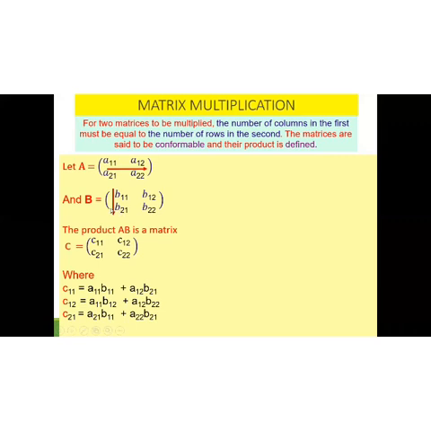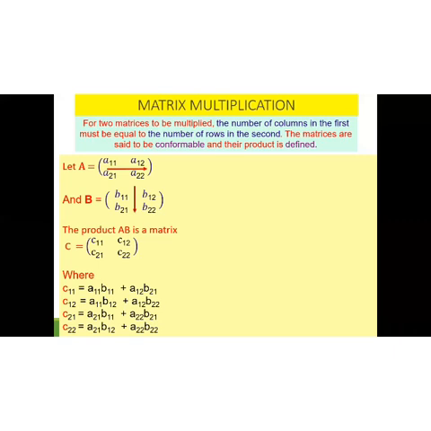Now for C22, from the notation C22, the second row of the first matrix times the second column. So we have A21 times B12 plus A22 times B22. So that is what we have for the matrix multiplication. Now, if you haven't seen this before, it might look a bit confusing or a bit tedious, but it's not.